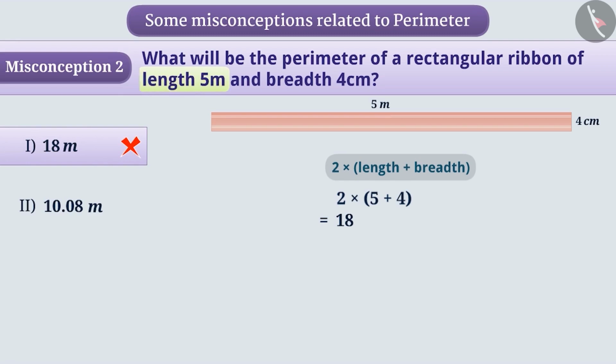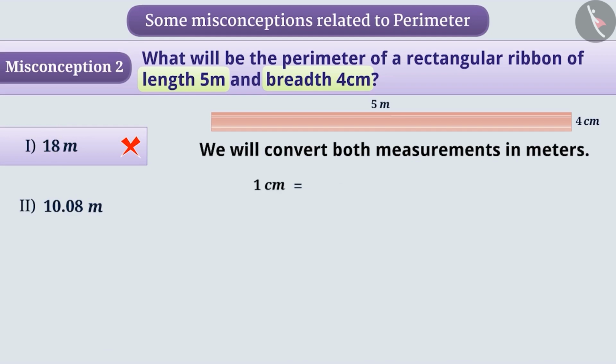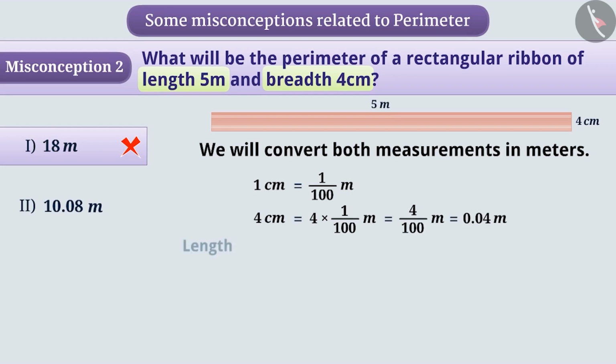Here, the length is given in meters while the breadth is given in centimeters. Both units of measurement should be the same. Since the numbers given in the options are in meters, we will convert both measurements to meters. As 1 centimeter is equal to 1 by 100 meter, therefore 4 centimeter is equal to 4 multiplied by 1 by 100 meter, which is equal to 4 by 100 meter or 0.04 meter, which means length is equal to 5 meter and breadth is equal to 0.04 meter.